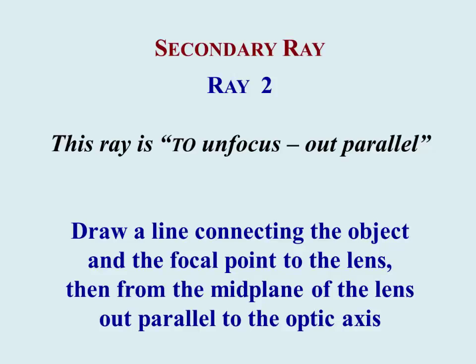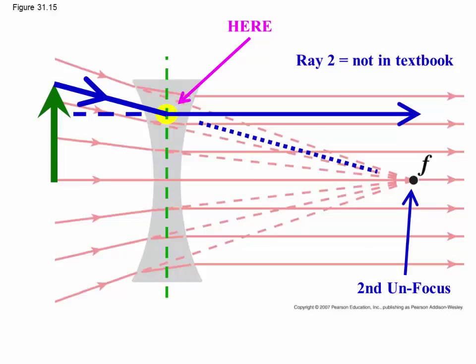The secondary ray uses the unfocal point to get to the lens and then comes out parallel. We connect the object and the secondary focal point, the secondary unfocal point really, until we get to the midplane of the lens, and then we come out parallel to the axis. So again here I'm using the dotted line to show the construction where my straight edge will go. I don't ever draw that when I'm really doing this for real.